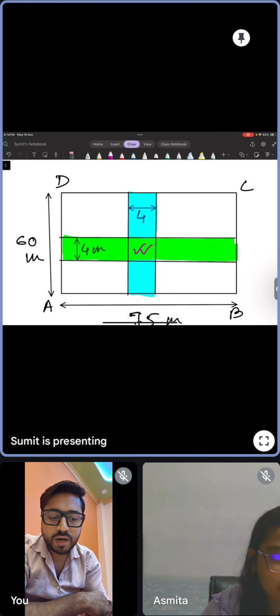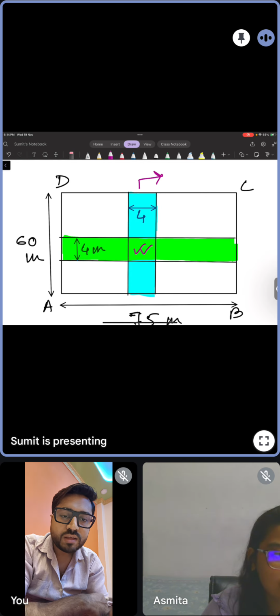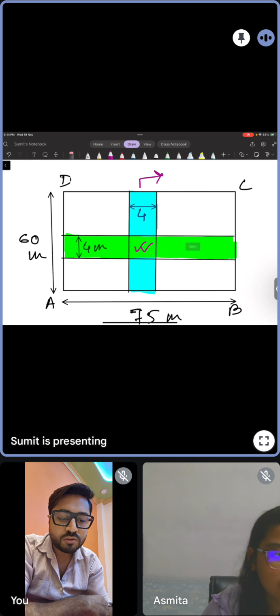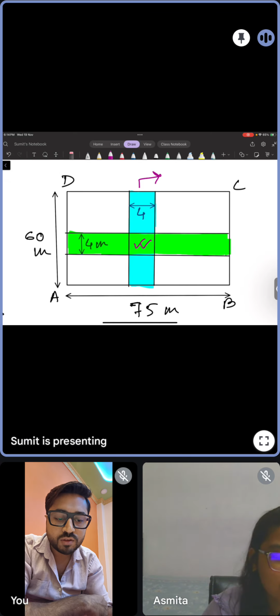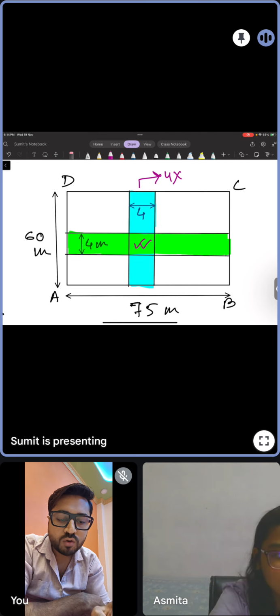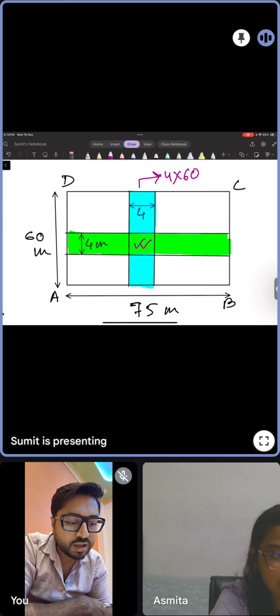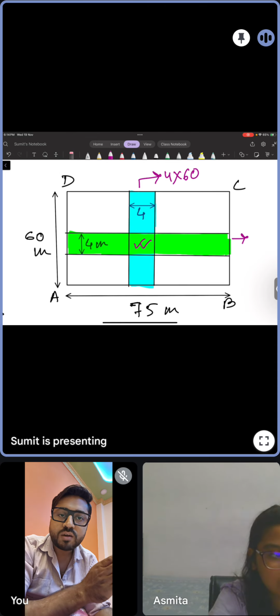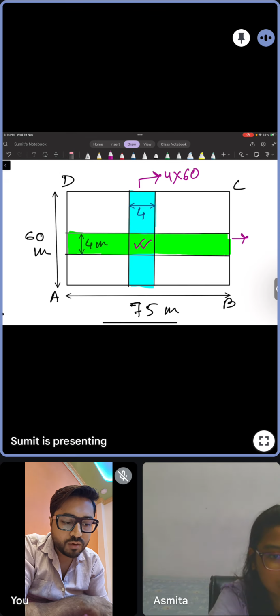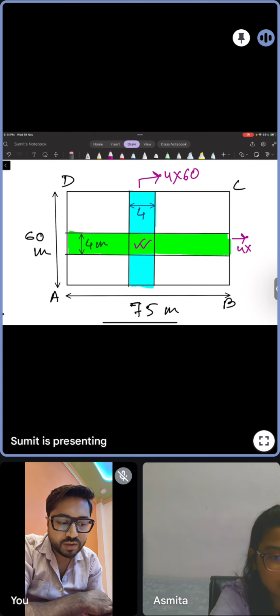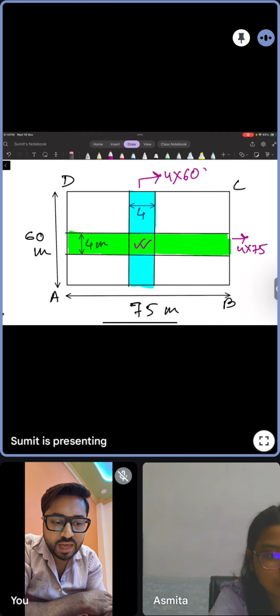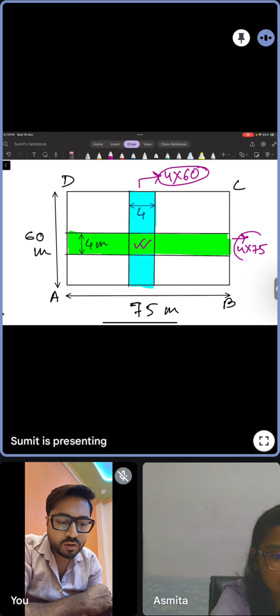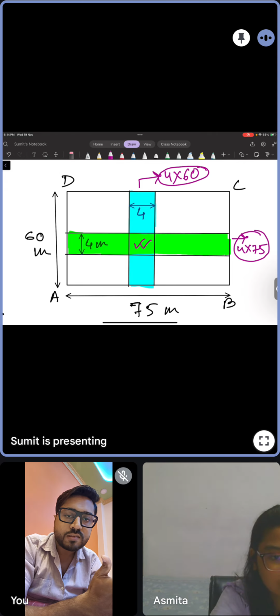So if you want to find the area of the path, we can find the area of the path along its breadth. If you want to find the area of this path, you have to observe what the dimensions are. It's very easy to find the dimensions. You can see 4 meter wide. So 4 into what will be the length of the road, as it is 4 into 60. Very good. And if you want to find the area of the path along its length, it will be 4 into the length, which is 75. Correct?